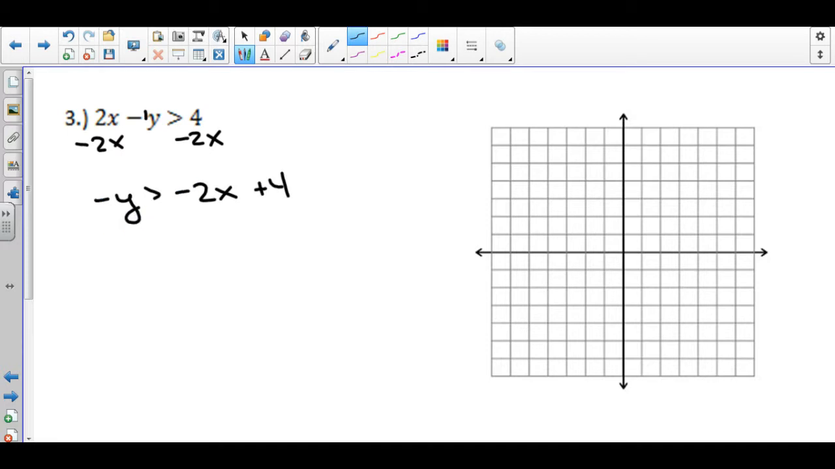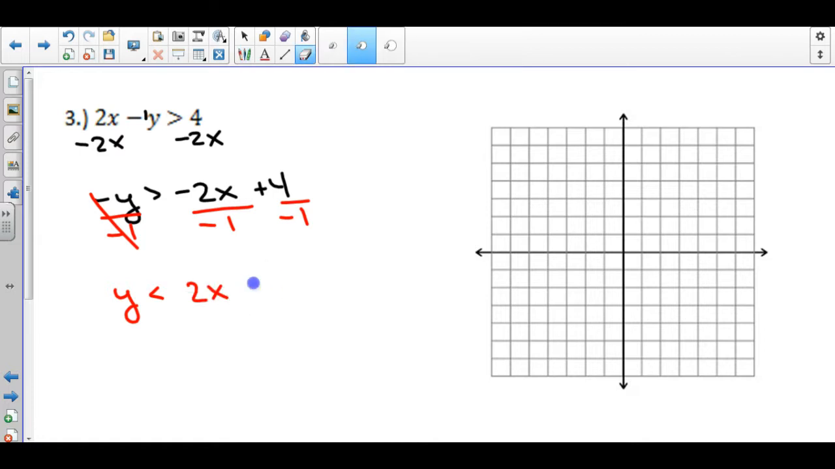Now when I divide by a negative, you have to be very, very careful to make sure that you flip your inequality. If you are multiplying or dividing by a negative coefficient, so the number in front of y, if that is a negative, you have to flip your inequality, otherwise your shaded region would be on the wrong side of the half plane. And this is actually a minus 4. 4 divided by negative 1 is negative 4.